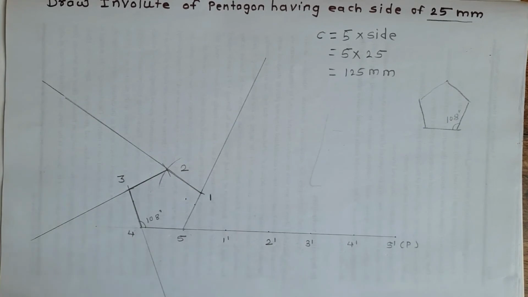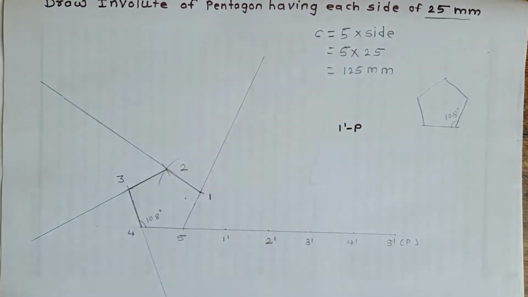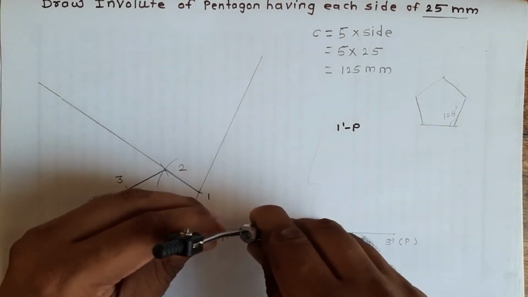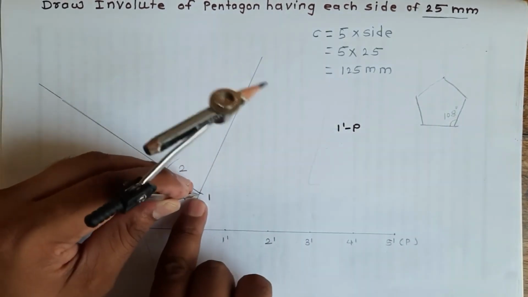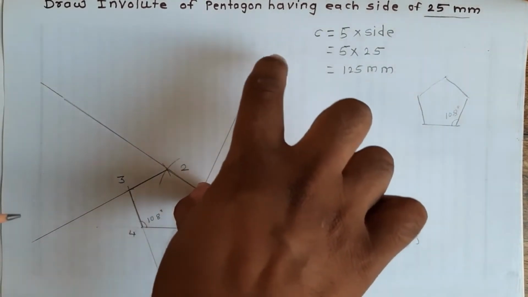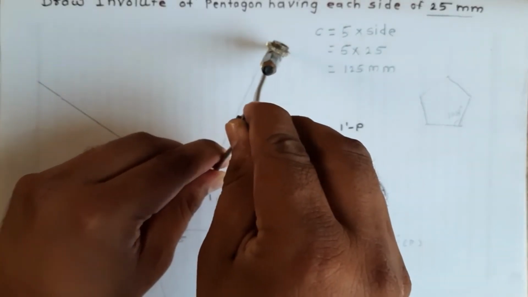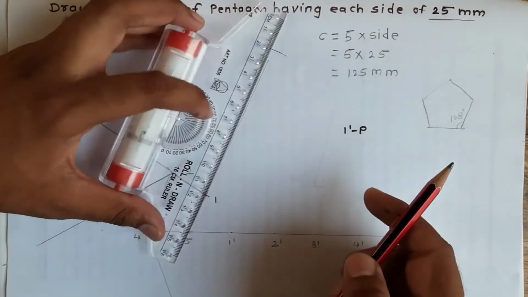Next step, I have to take a distance. Which distance do I have to take in the compass? I have to take the 1 dash to P distance in the compass, and then come to point 1 and mark on that first tangent. Okay, as per procedure, I have drawn that.